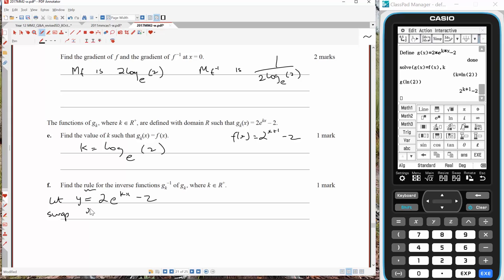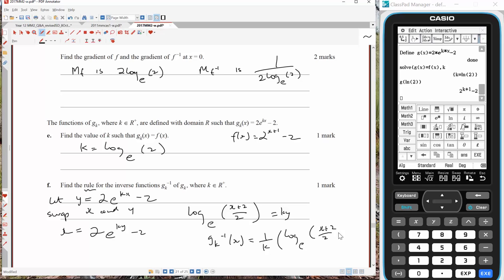Swap x and y. x equals 2 e to the ky take 2. Log e. I don't know why I tried to do this all at once. x plus 2 on 2 equals ky. So g k inverse of x equals 1 over k log e of x plus 2 on 2.